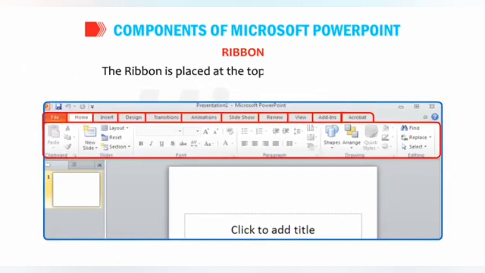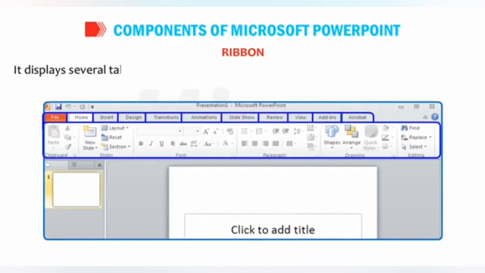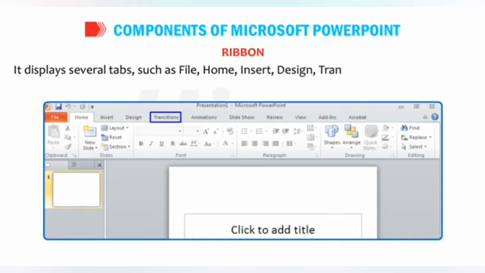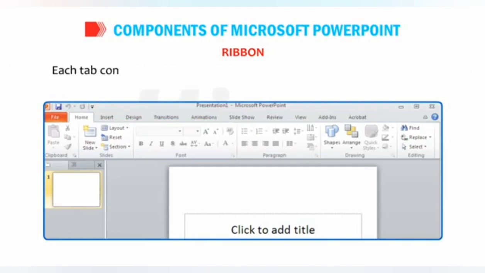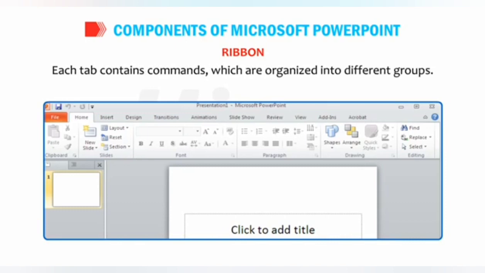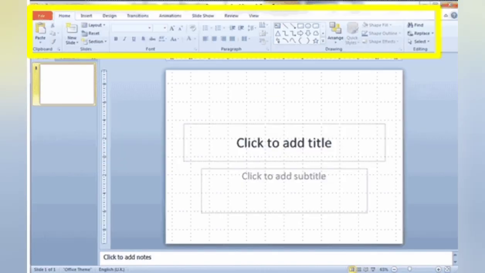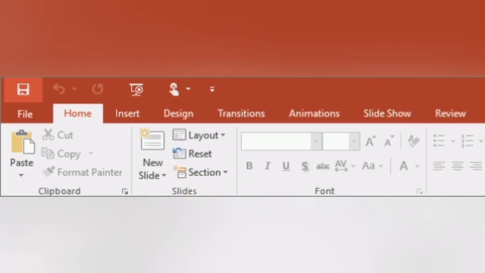Next one is the ribbon. The ribbon contains multiple tabs like Home, Insert, Design, Transitions, Animations, Slide Show, etc. Each tab contains different groups of commands. See, this is the ribbon in MS PowerPoint. Here the tabs are File, Home, Insert, Design, Transitions, Animations, Slide Show, Review. And the Home tab contains Clipboard, Slides, Font, etc. Likewise, the other tabs also contain different groups.